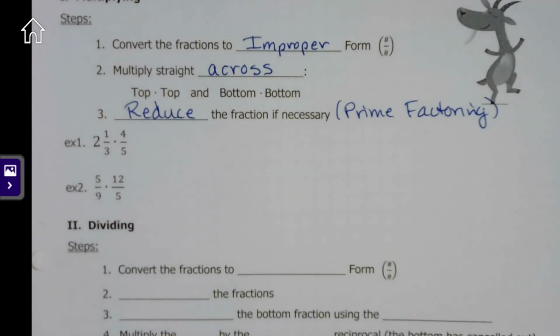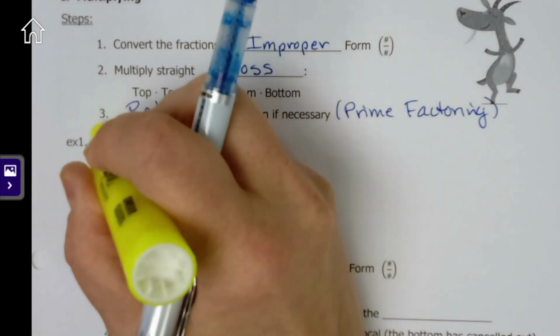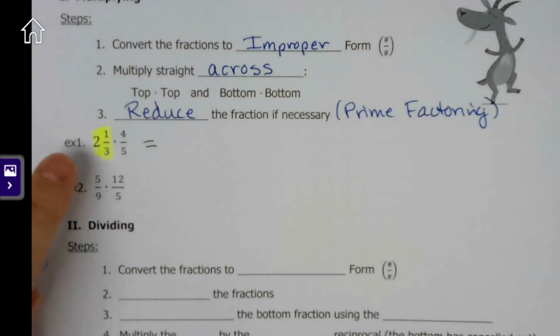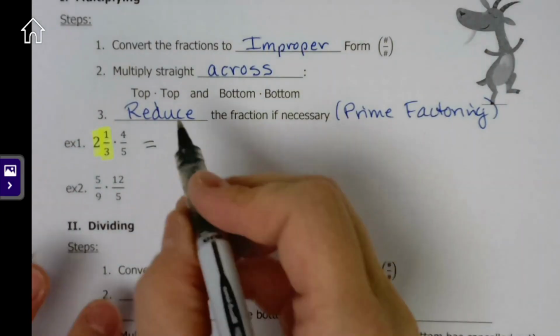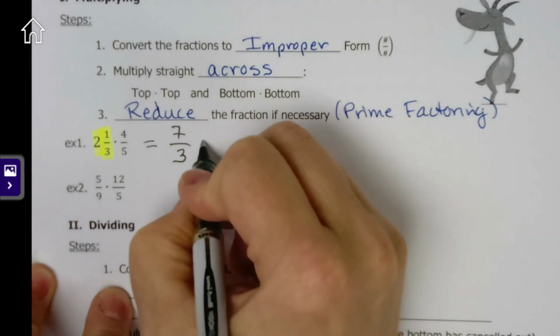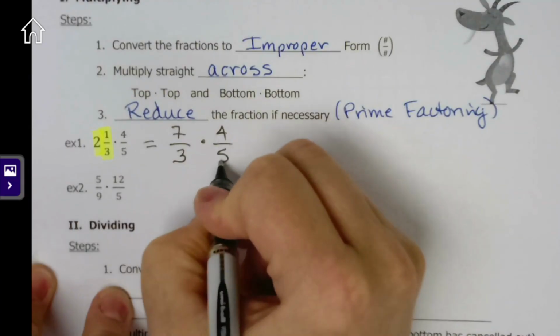So in the example, 2 1/3, this is not improper, that's a mixed number. So first thing we need to do is switch that up to improper. You can do it with the shortcut or the long way, 2 plus 1/3. But 3 times 2 is 6 plus 1 is 7/3. That's the shortcut. Times 4/5.